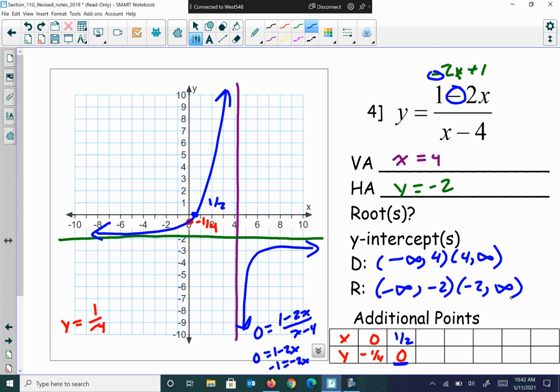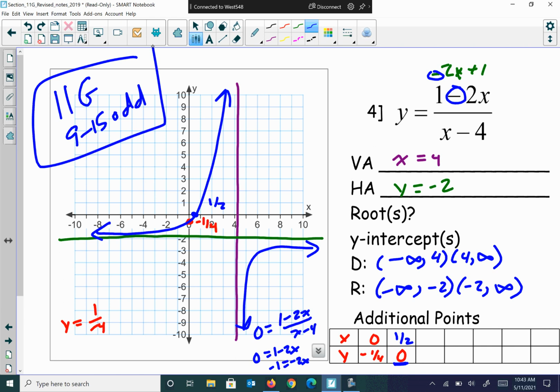Front, back, front, back. All right, how about we do, what am I on? G? Let's do 11G. And let's do 9 through 15 odd. It's got the graphs, it's got the domain and range. But that's what I got.